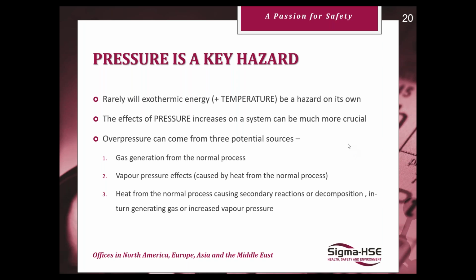So just to hammer home again, the pressure for these kind of systems really is a key hazard. It's easy to assume that the temperature increasing exothermic energy is going to be the key thing, but that in itself leads to pressure generation either by vapor production or greater gas generation. So just to summarize, overpressure in a reactor can come from three potential sources.